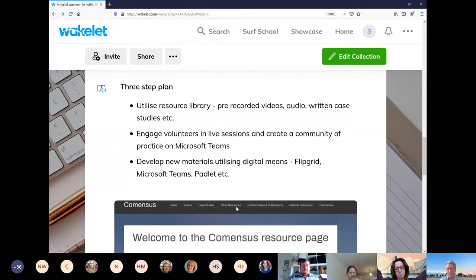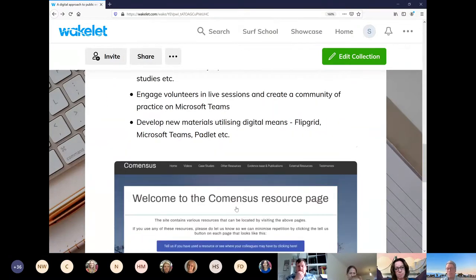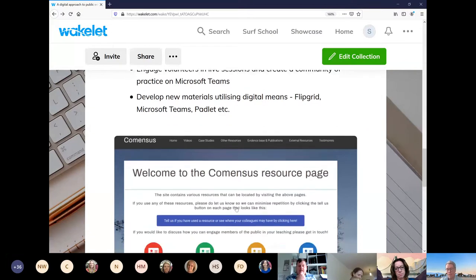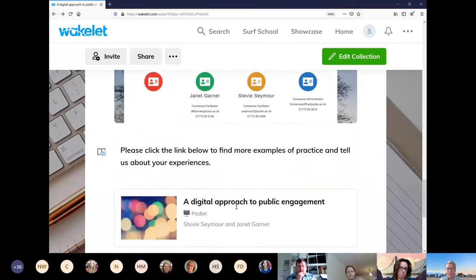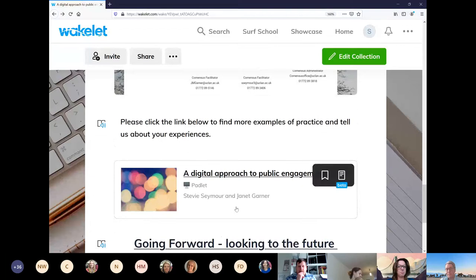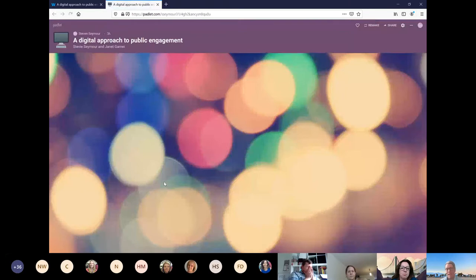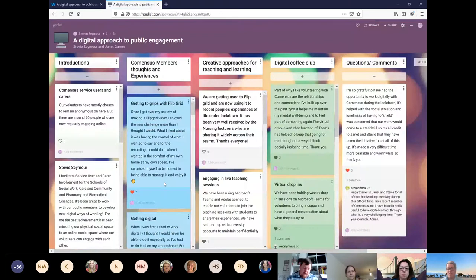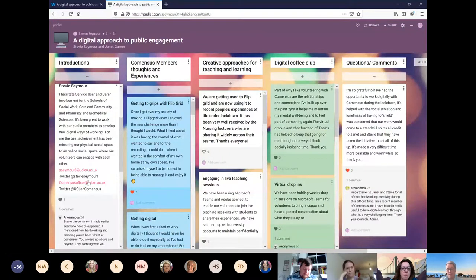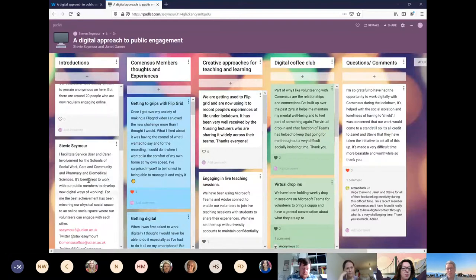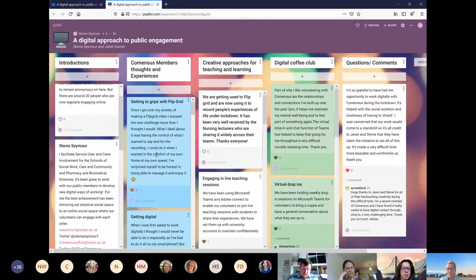And then, like Janet said, we then started to look at developing new materials and utilizing things like Flipgrid, Padlet, and those. A number of our volunteers wanted to share their experiences, and because we only had about 10 minutes today, we created a Padlet that allowed them to interact and share with you some of their experiences of using some of this software. So there's a little bit of introductions about me and Janet and how to contact us if you have any questions. But then we asked them to share their experiences.